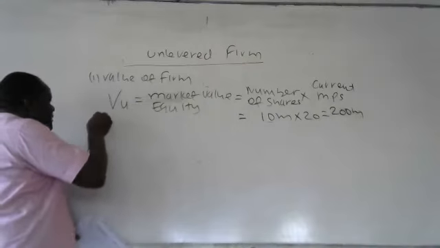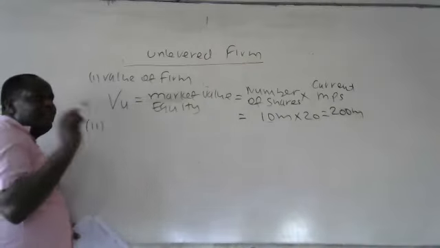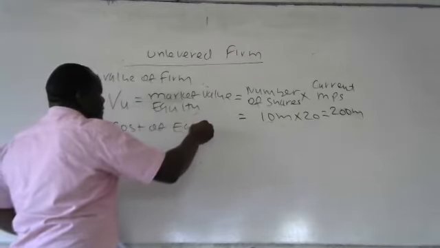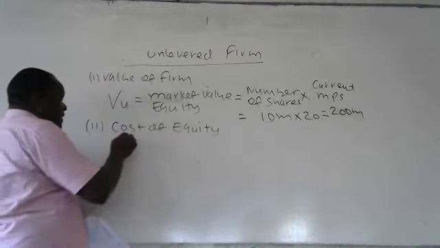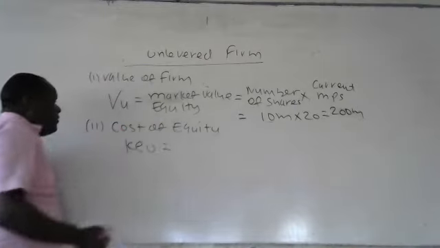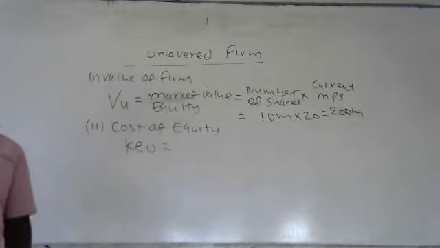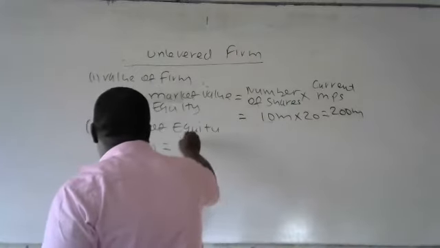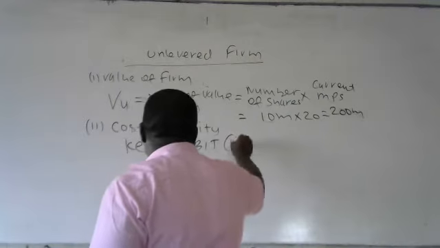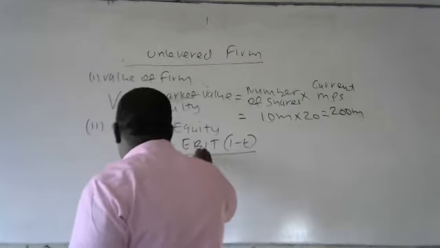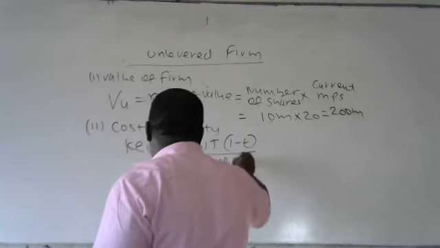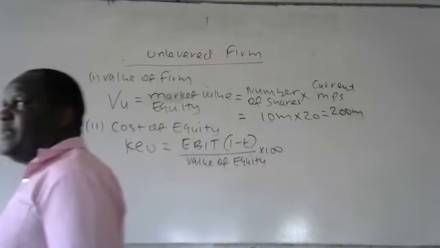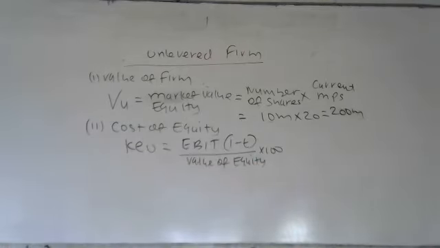So we go to Roman numeral 2, where we get the cost of equity. Cost of equity is meant to be KEU. That KEU is given by earnings before interest and tax, times 1 minus the tax rate, divided by the value of equity, and then you show that as a percentage.